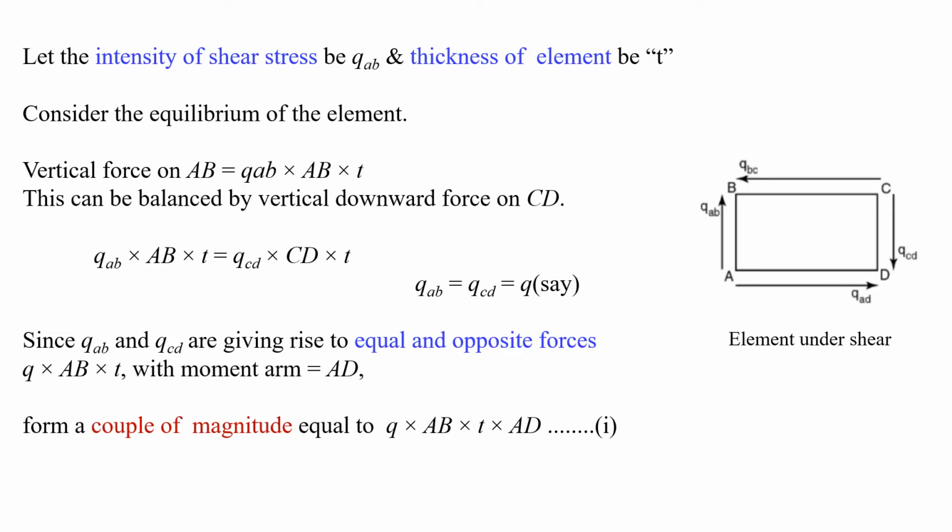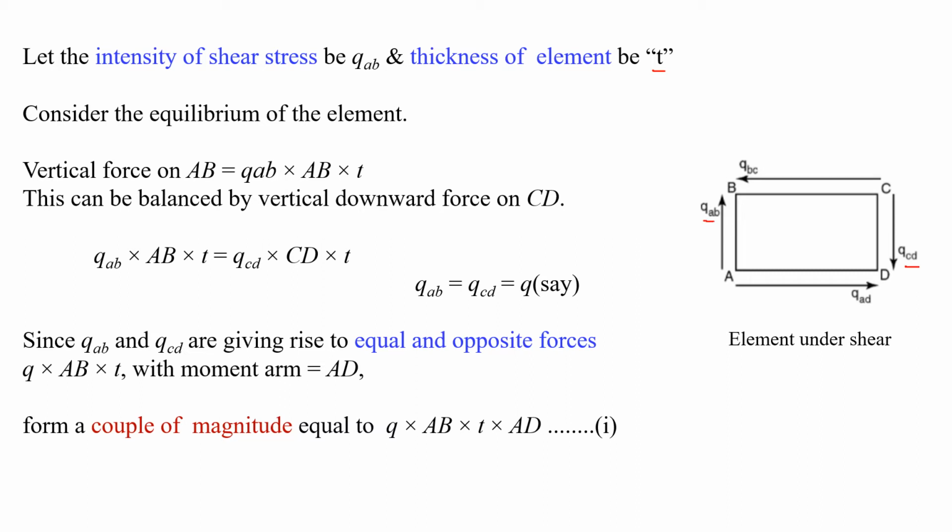And let the thickness of the element be T. Now we can consider the equilibrium of the element. We can consider both the horizontal equilibrium and the vertical equilibrium. First, we can consider the vertical forces. Here we have the two shear stresses QAB as well as QCD.